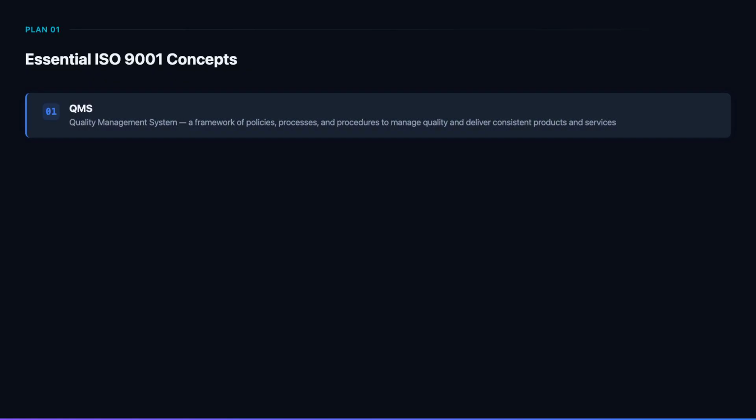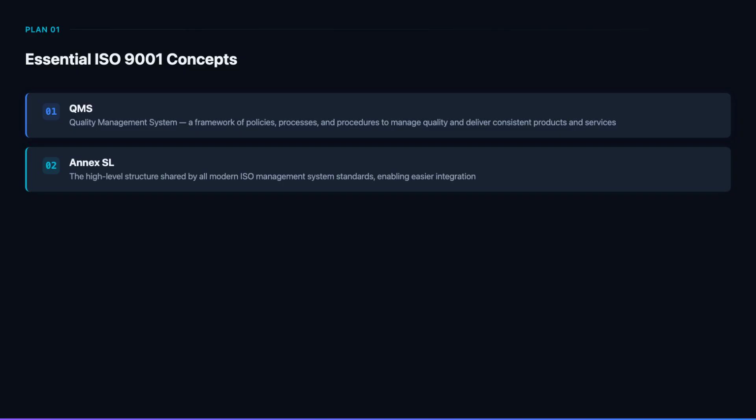Before diving in, let's define the key concepts you need to understand throughout ISO 9001. A QMS, or Quality Management System, is a comprehensive framework of policies, processes, and procedures designed to help organizations consistently deliver products and services that meet customer expectations and regulatory requirements.